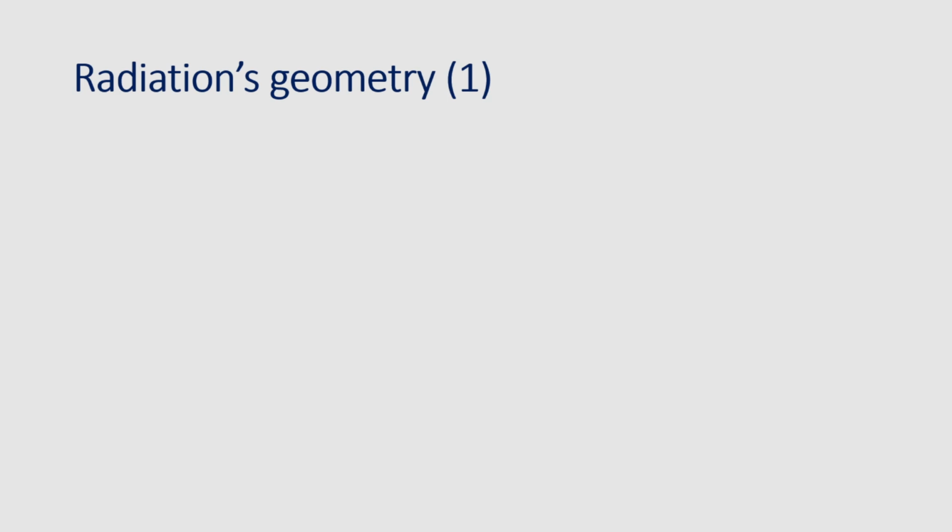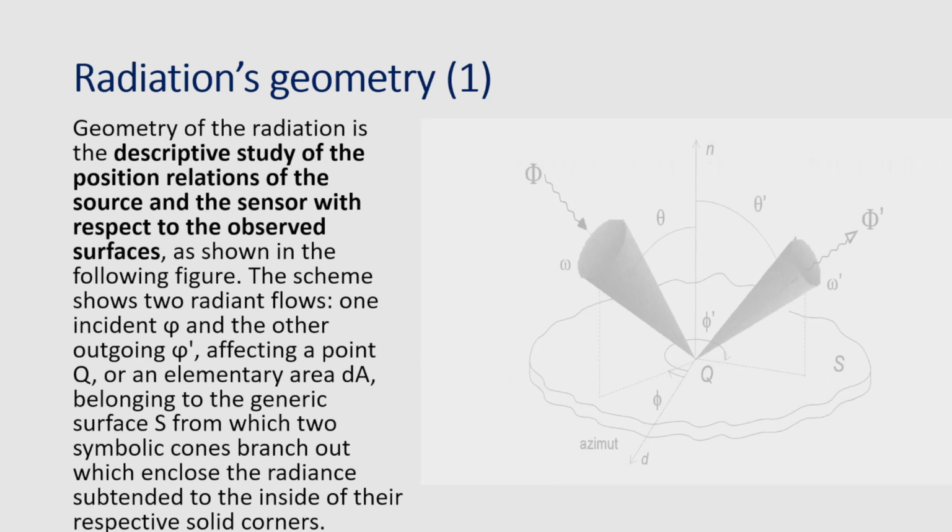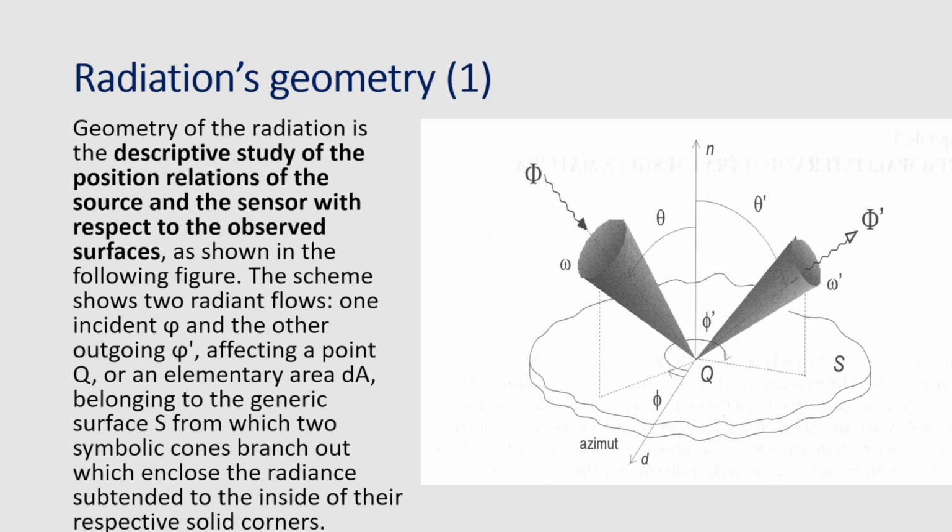Radiation's geometry. 1. Geometry of the radiation is the descriptive study of the position relations of the source and the sensor with respect to the observed surfaces, as shown in the following figure. The scheme shows two radiant flows, one incident Φ and the other outgoing Φ', affecting a point Q, or an elementary area dA, belonging to the generic surface S from which two symbolic cones branch out which enclose the radiance subtended to the inside of their respective solid angles.